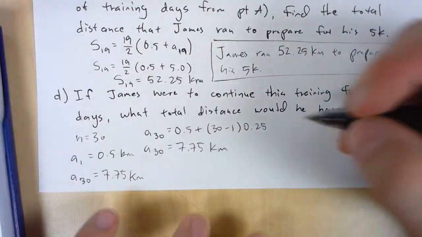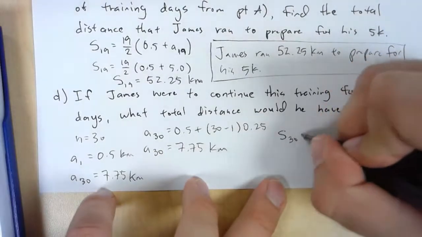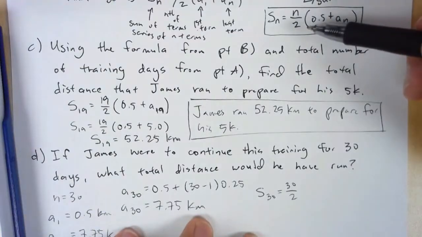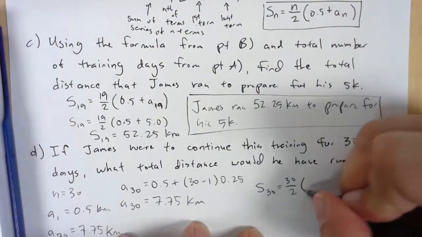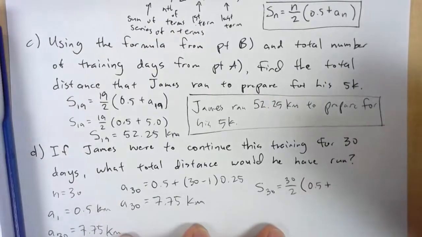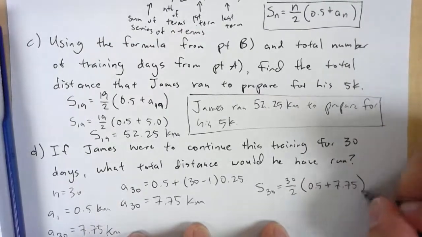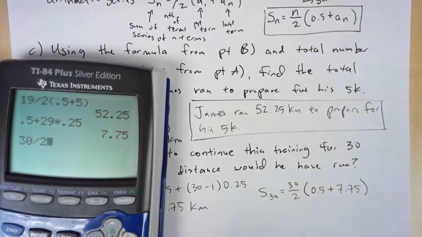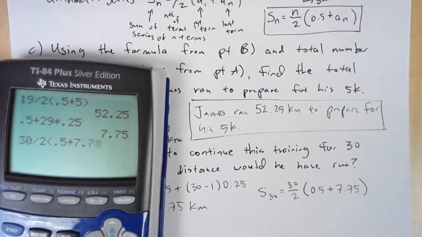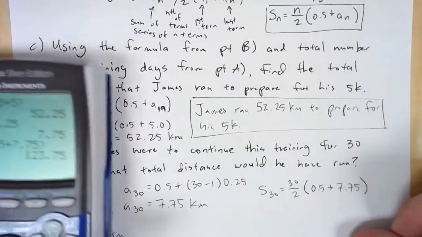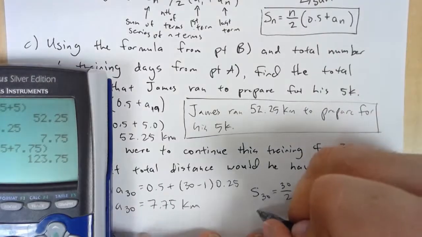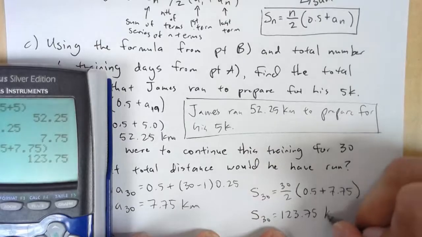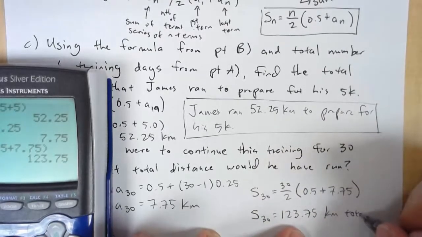So, let's use our formula. S sub 30 equals 30 over 2, and I'm just using this formula from part B here, 30 over 2 times our first term, 0.5, plus our last term, 7.75. And then we just type that in the calculator. 30 over 2 times 0.5 plus 7.75. My goodness, the man is running 123 kilometers total. So S sub 30 equals 123.75 kilometers total run.